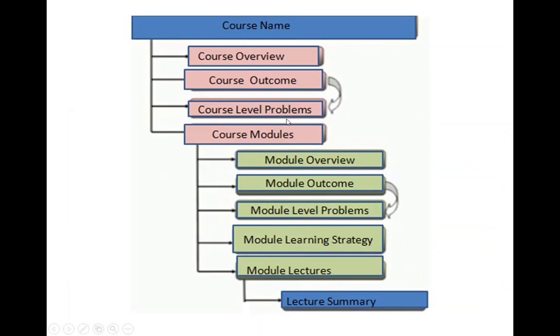Then you have got course level problems. That is, for testing each outcome, you should have a course level problem. How will we know whether the student has attained that outcome? So for testing whether the student has attained this particular outcome, you should give a course level problem. Okay, so these are the 3 things which we should project to the students. Okay, now the level below that is the course modules.